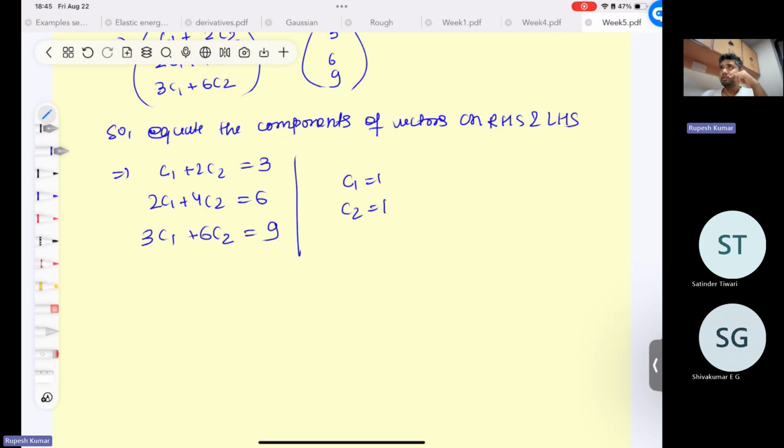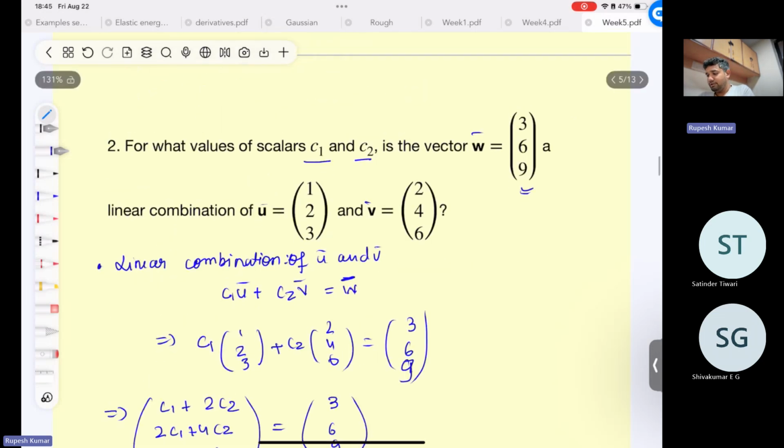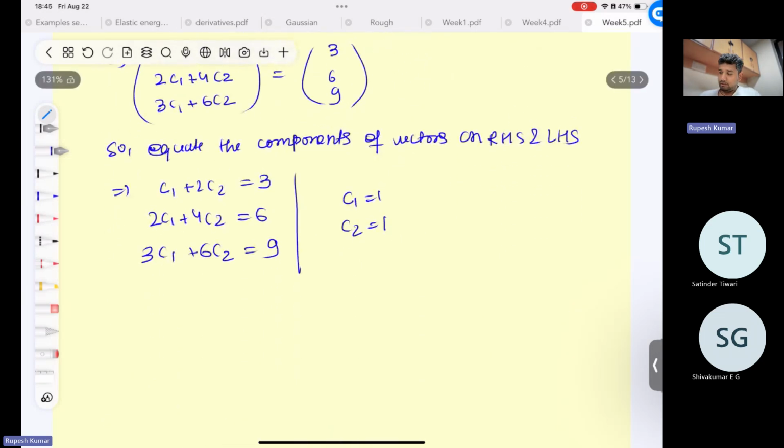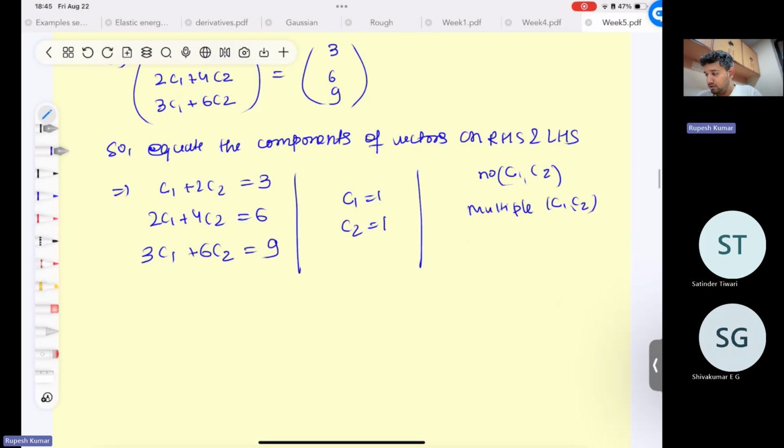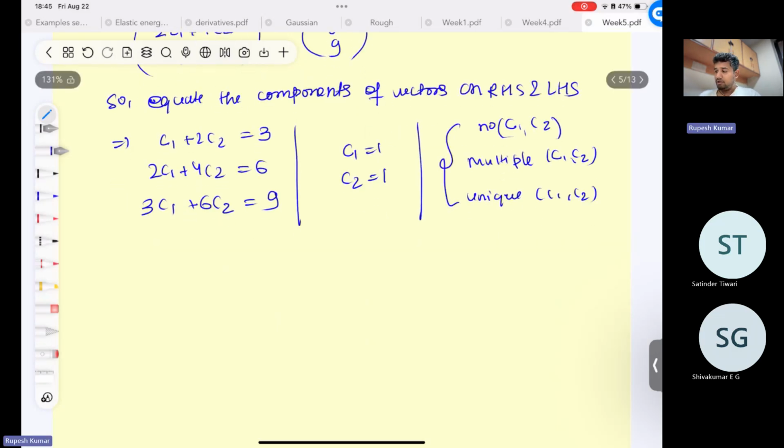Right. So now again, the question is what values of C1, C2? There are multiple possibilities, right? The first possibility is that no C1 and C2 give you the linear combination. Second, multiple C1 and C2, that is infinite. And then one unique C1 and C2. So these were the three possibilities, and if you solve these systems of equations, you will get to know which one works out for this system of equations.